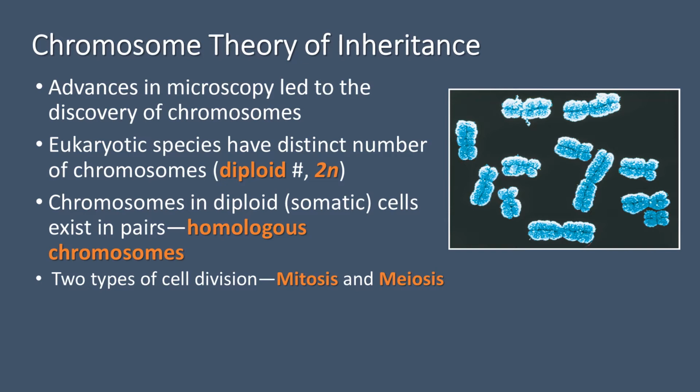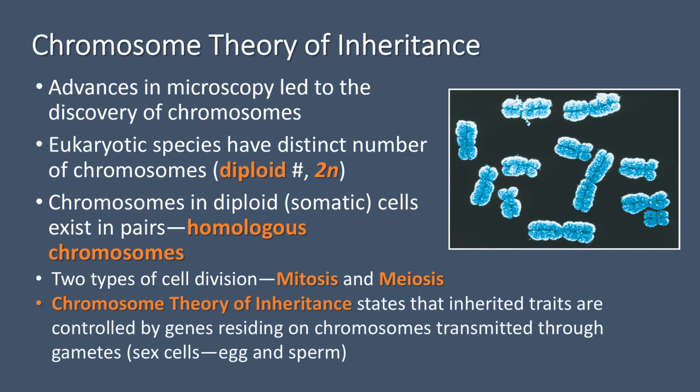Now, cells have to divide in order for an organism to grow, and the two types of cell division are mitosis and meiosis, and this is a big topic in chapter 2 as well. So the chromosome theory of inheritance states that these traits that Mendel observed are controlled by genes, and that those genes are present on chromosomes, and those chromosomes are transmitted to the offspring through the gametes, which for humans are the egg and the sperm.